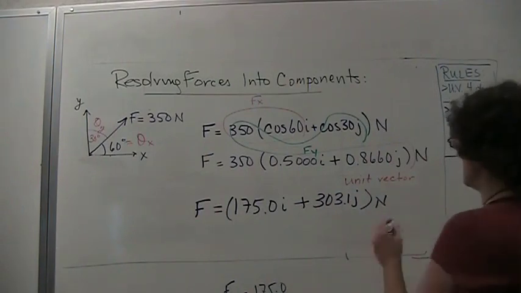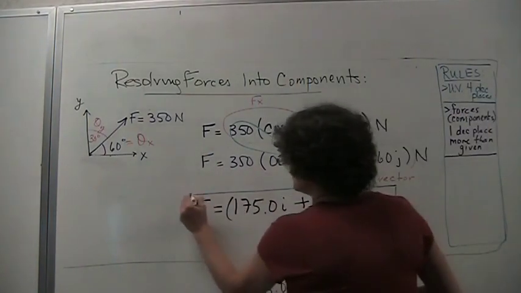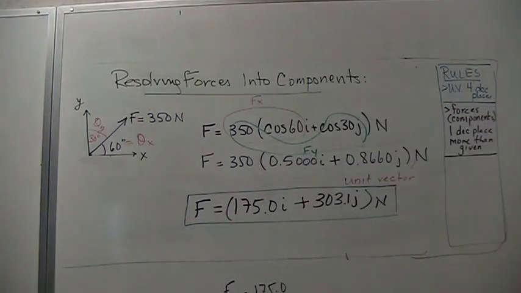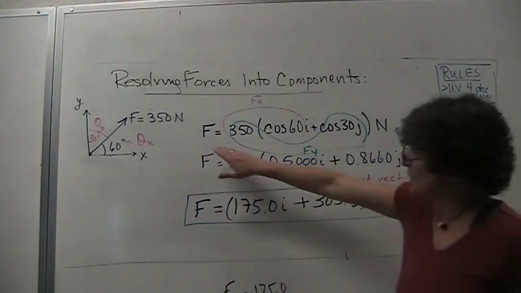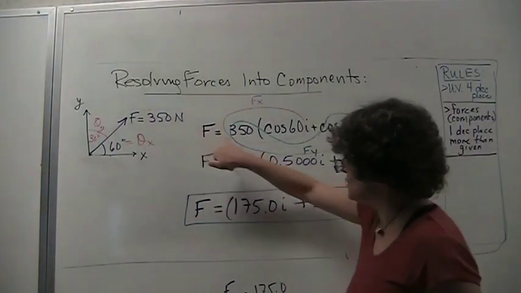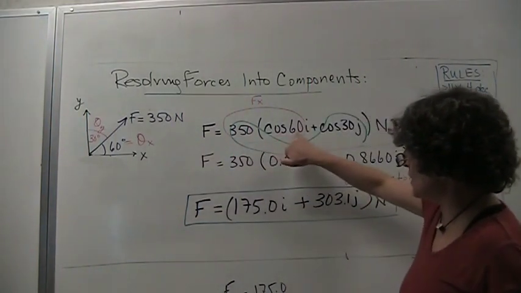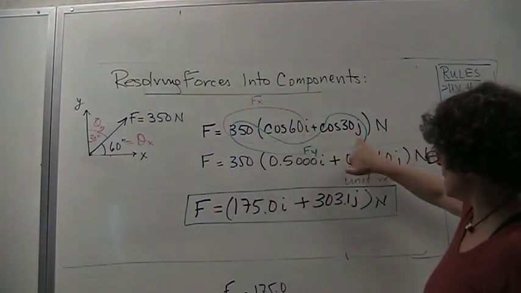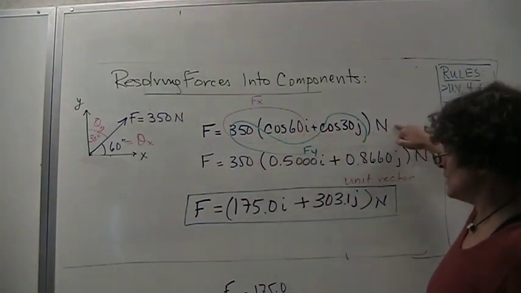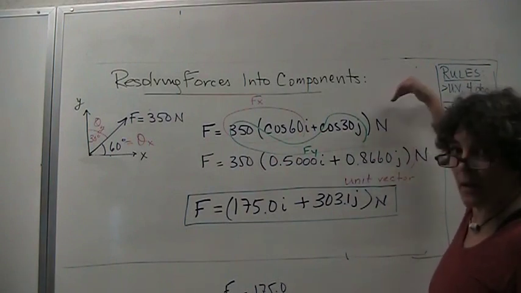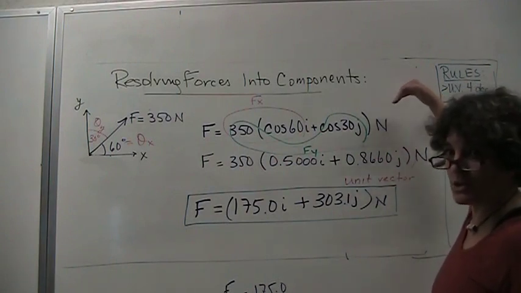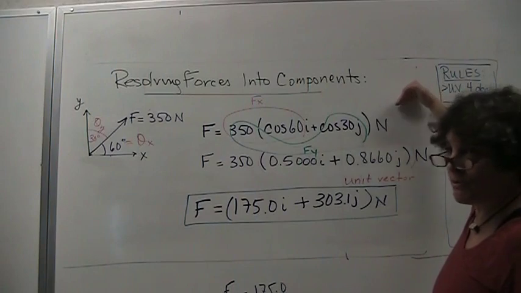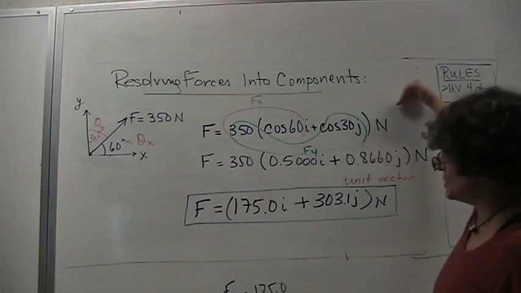So in the end, we have found the components of the force, and we only had to do 3 steps. We started by saying the magnitude of the force times the cosine of theta x, i, plus the cosine of theta y, j, and we put the units at the end. So this is how I want you to find things. I want you to do it this way because it's more methodical and it's more efficient.